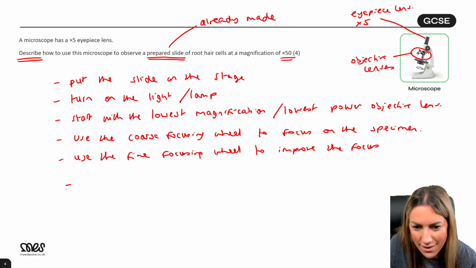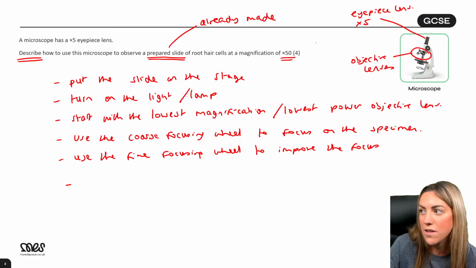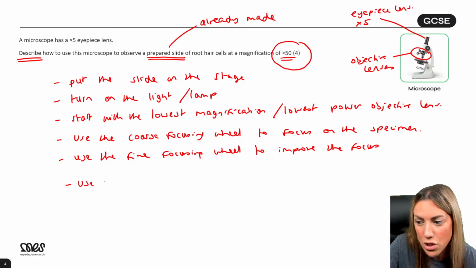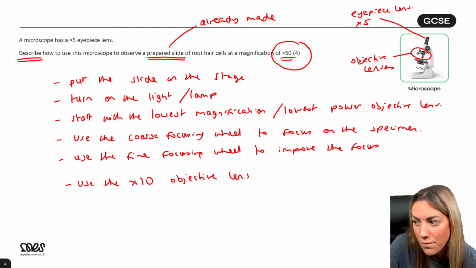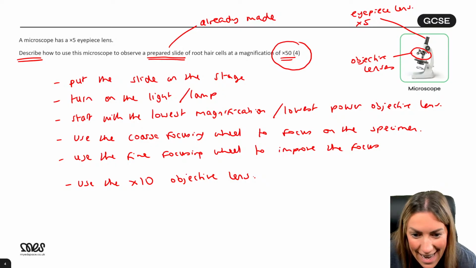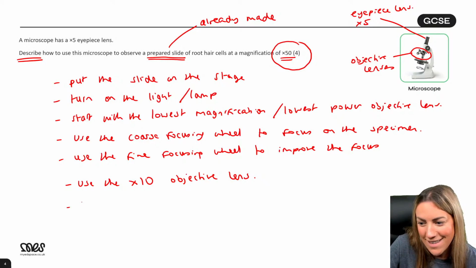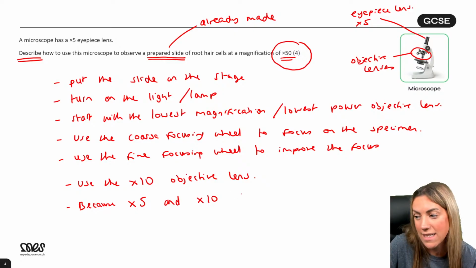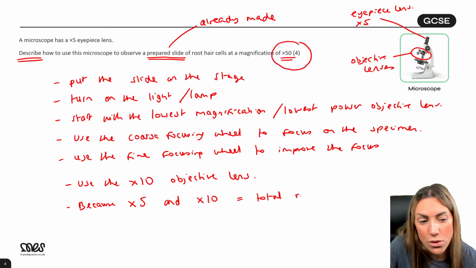And then we need to think about our magnification. Well done if you remembered in the question, it said we wanted a magnification of times 50. So then we're going to have to use the times 10 objective lens. Why do we want to use times 10? Excellent, Hannah Flo. Because the eyepiece lens was times 5. So we want to use the times 10 objective lens because that gives a total magnification of times 50.